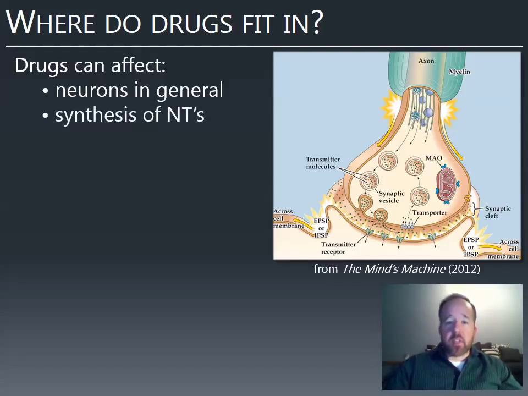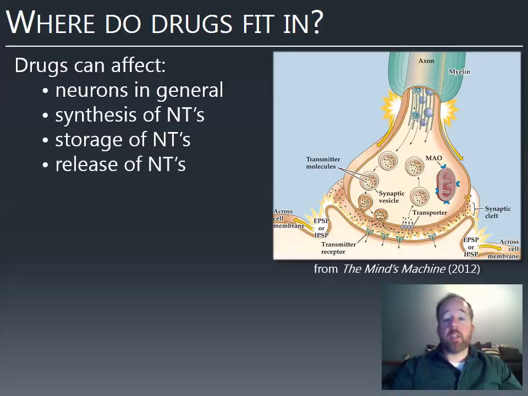Or a drug can affect the synthesis of a particular neurotransmitter. If the neurotransmitter gets made in abundance or if production ceases, obviously that'll affect the ability of the neuron to release neurotransmitter into the cleft. It can also prevent neurotransmitter from being stored in those synaptic vesicles. If it inhibits those synaptic vesicles, then they can't be released and you can't get synaptic transmission. It can affect the release of neurotransmitter. Maybe it gets stored in synaptic vesicles just fine, but you somehow inhibit the vesicles fusing with the membrane and releasing those neurotransmitters.